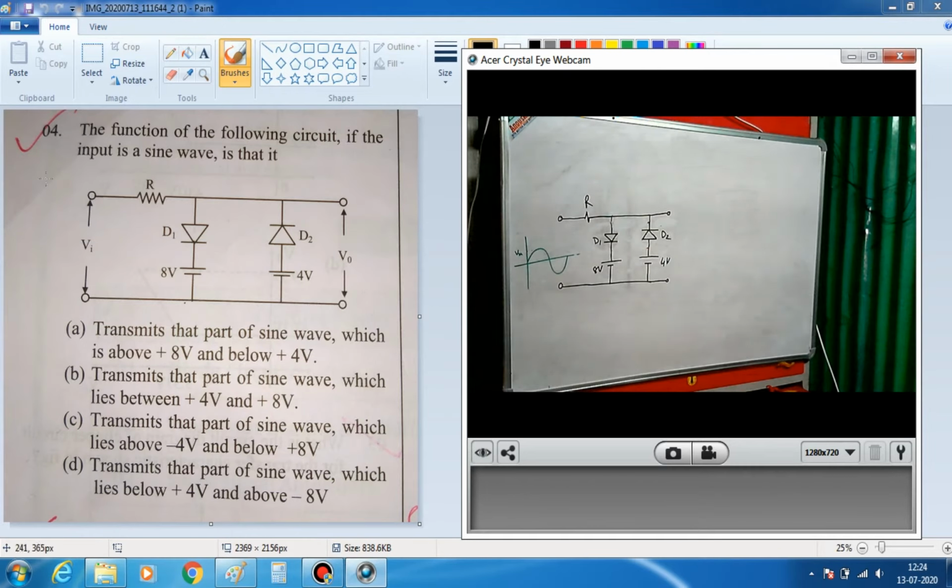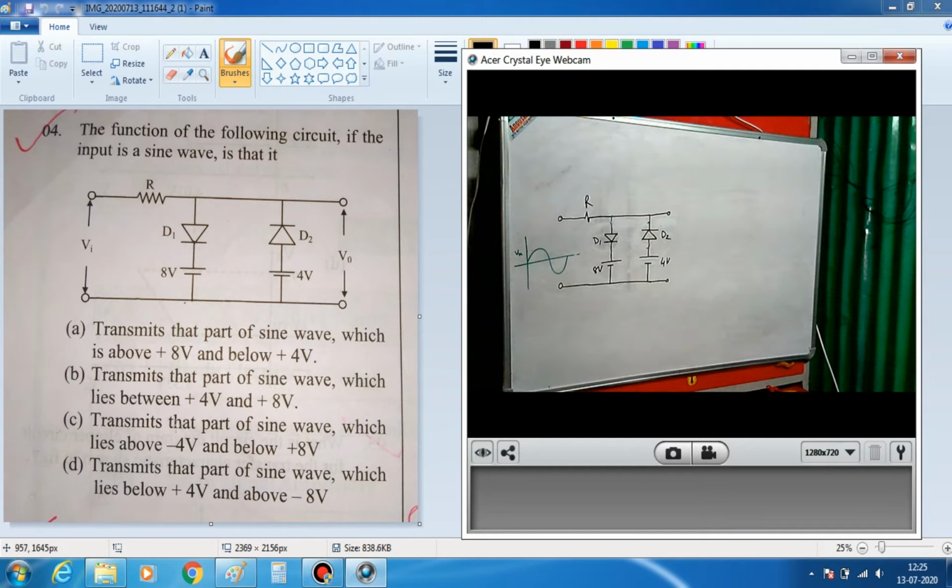So you can see the question, question number 4. The function of the following circuit if the input is a sine wave is that: option A, it transmits that part of sine wave which is above plus 8 volt and below plus 4 volt. Option B, it transmits that part of sine wave which lies between plus 4 volt and plus 8 volt.